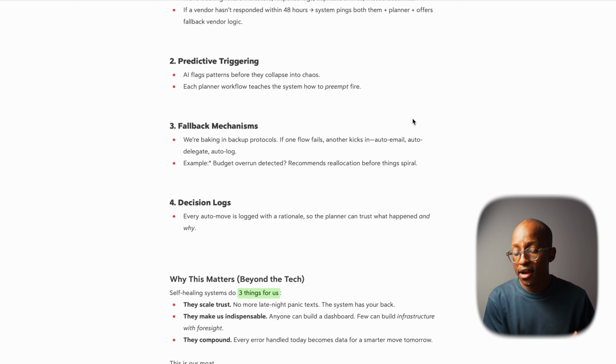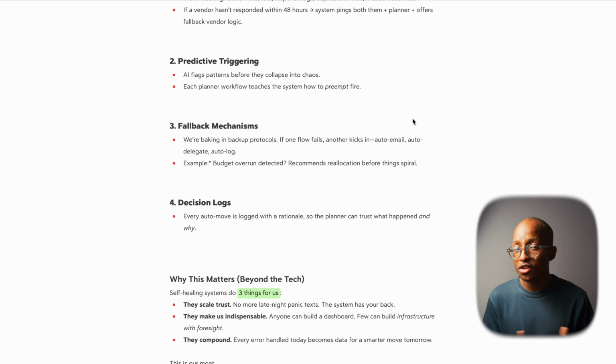Second, they make us indispensable. Anyone can build a dashboard, few can build infrastructure with foresight. We're going to build infrastructure with foresight at our hand and use that to guide us in what we're doing. And with that, it also compounds.